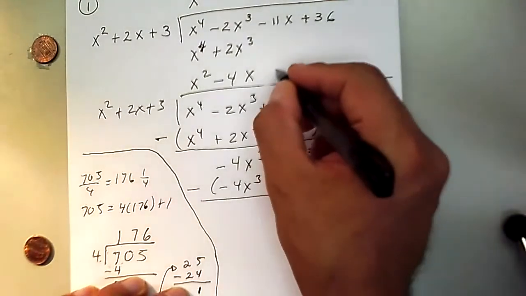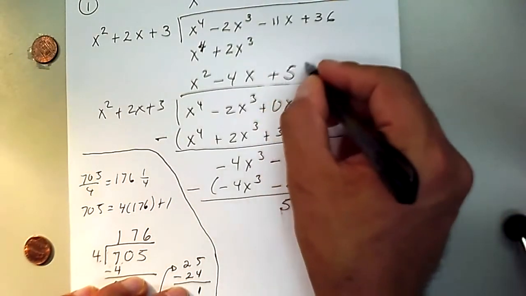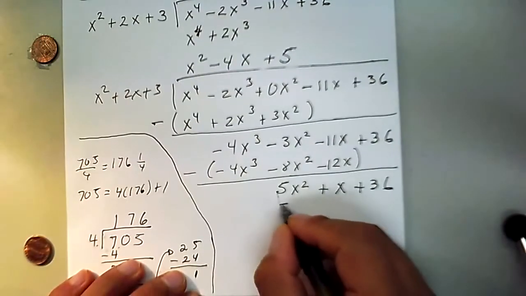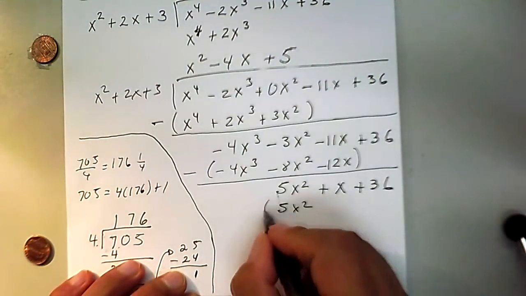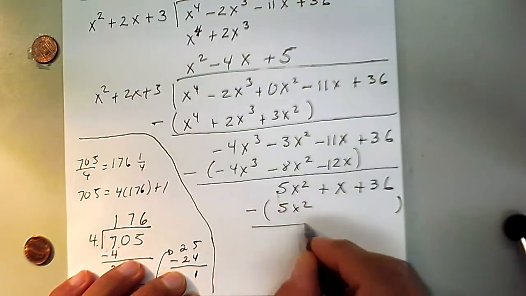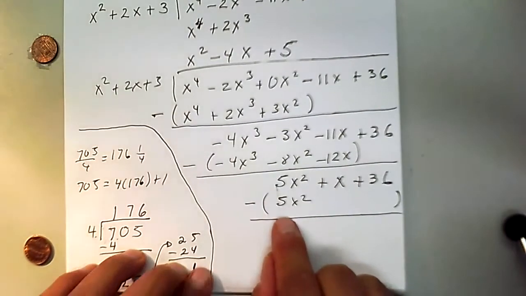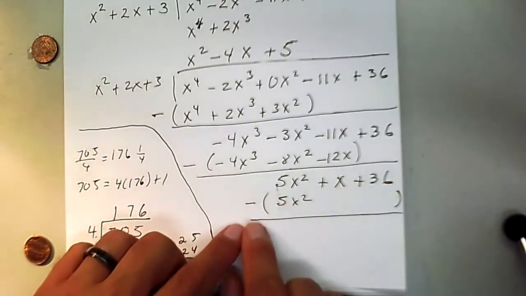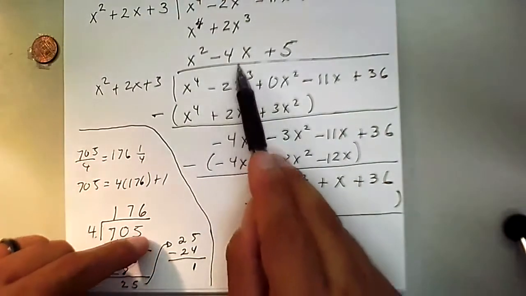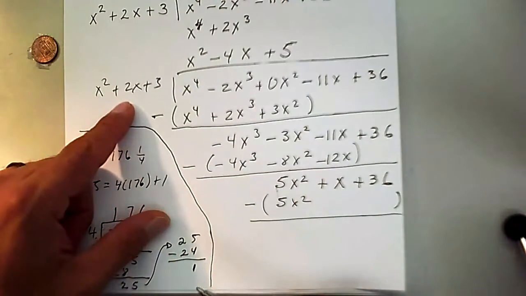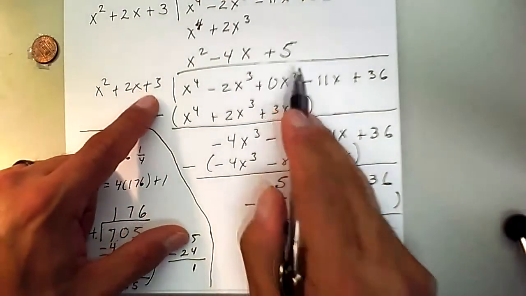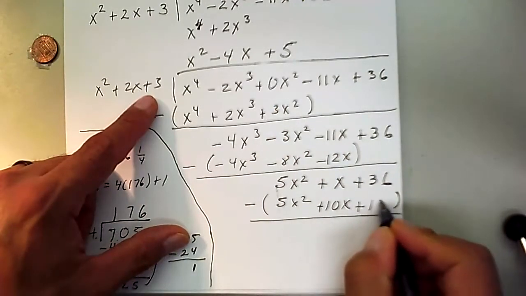So we add 5, because 5 times x squared is going to match this 5x squared, and then when it is the time to subtract, those two are going to go away. I'm getting ahead of myself because I already put the parenthesis and the negative and the line, but we still have to multiply more terms. 5 times 2x is 10x. 5 times 3 is 15.